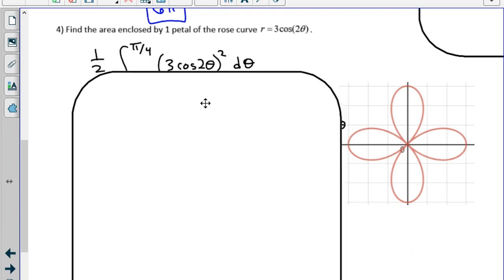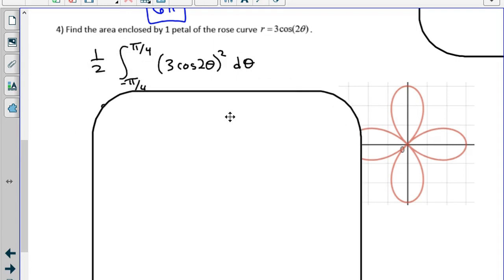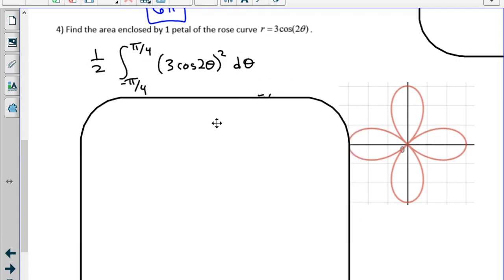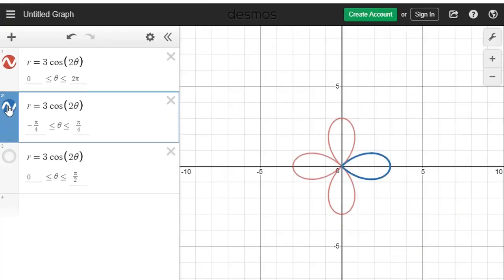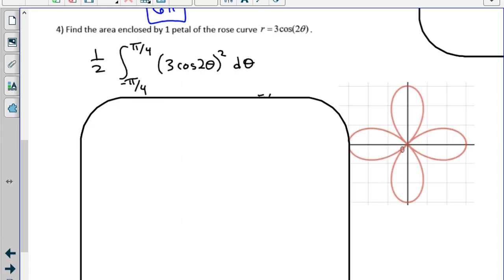So I'm going to go from negative pi over 4 to pi over 4. The reason I'm doing that is because that is one petal of the rose curve. If I went from 0 to pi over 4, that would be the top, and if I went from negative pi over 4 to 0, that'd be the bottom. So when I add them together, I get one whole petal of the rose curve.